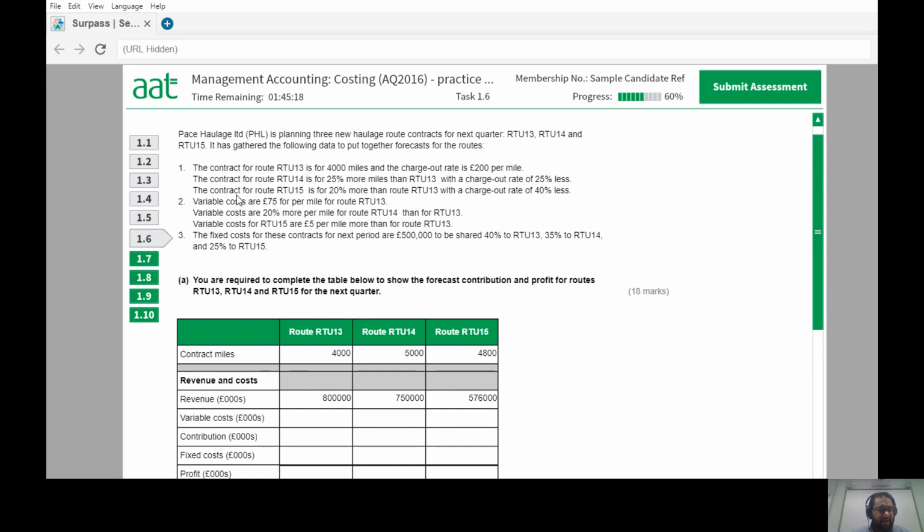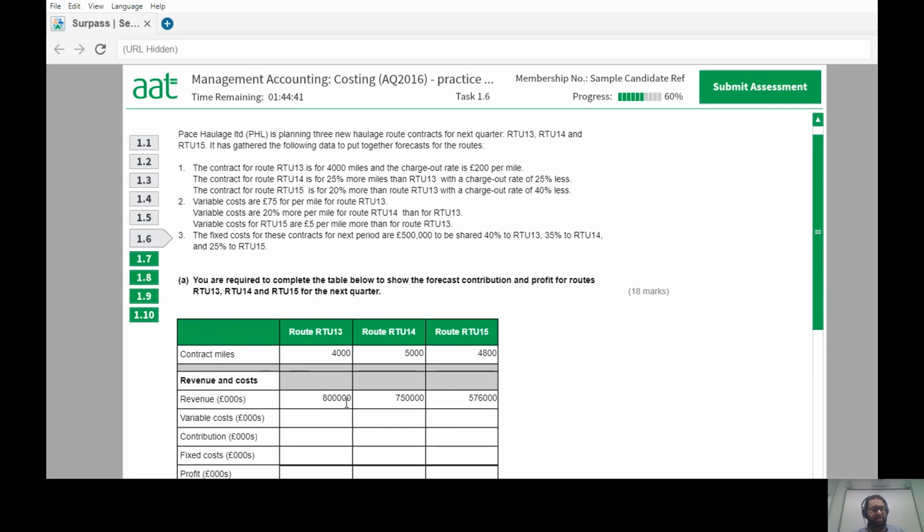Now, what is my variable cost? Again, look at that. Variable costs are 70 pounds per mile for route 13. The variable costs are 20% more per mile for route 14 than 13. Variable cost for route 15 is 5 pounds more per mile than route 13. So now let's calculate it again. 75 pounds for 13, the variable cost. For route 14, it's going to be 20% more. So 75 multiplied by 1.2 is going to be 90 pounds. And then route 15 is going to be 5 pounds more than 13. So it's going to be 80 pounds.